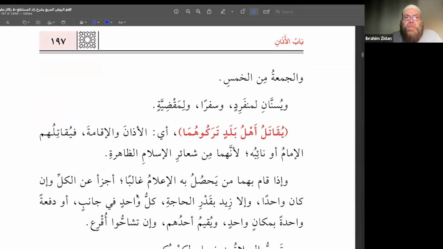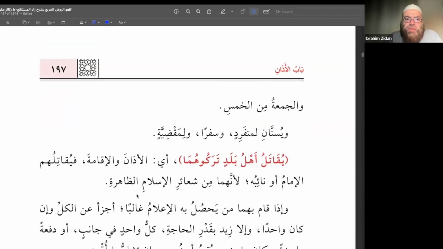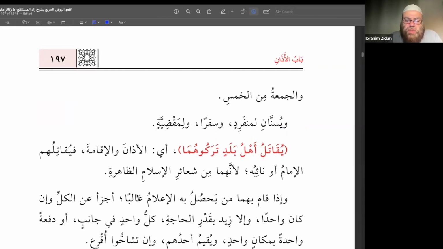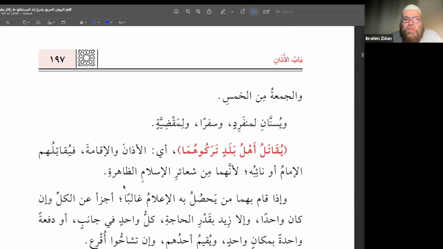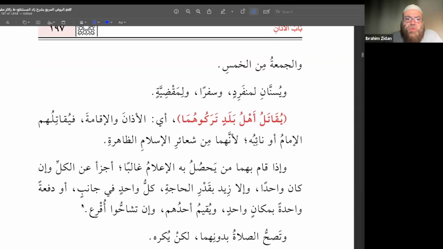This is al-adhan, one of the sha'air of al-Islam, the apparent ones, and this is in the Kitab al-Jihad, which makes it very obvious whether the place is Muslims or not. So أجزاء عن الكل وإن كان واحدة. So it's وإلا زيد بقدر الحاجة كل واحد في جانب أو دفعة واحدة بمكان واحد.